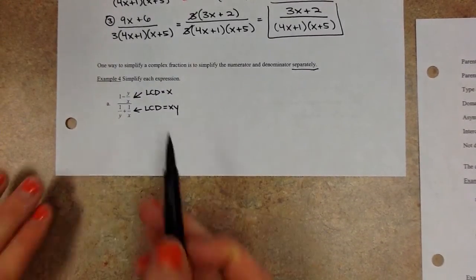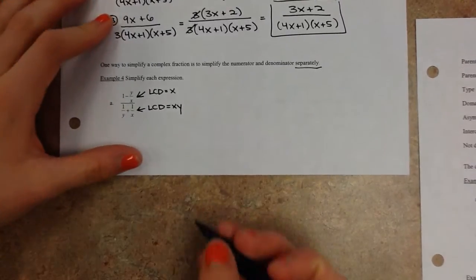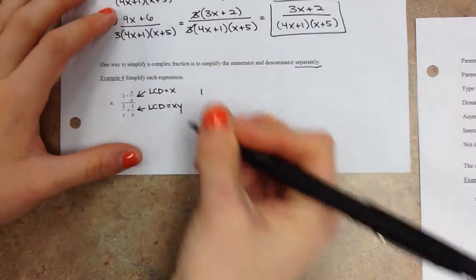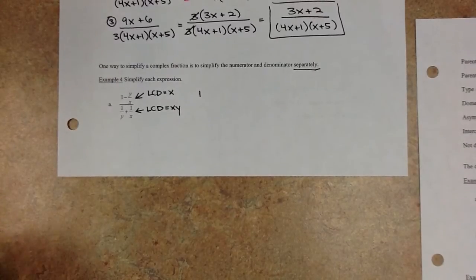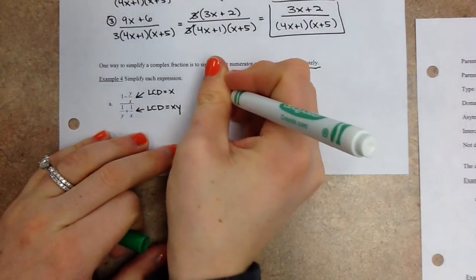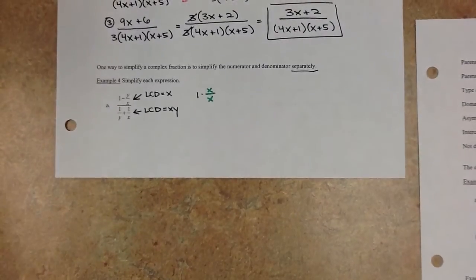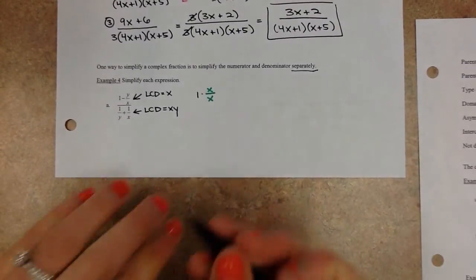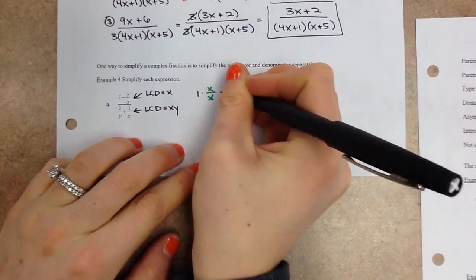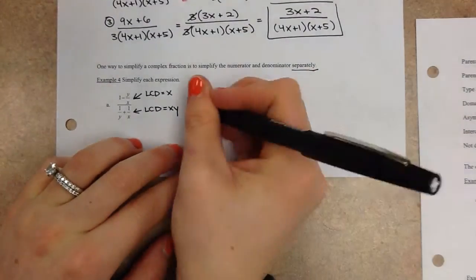So in the numerator, we're going to make sure these both have a denominator of x. So the 1 clearly does not have a denominator of x, so we're going to multiply it by x over x. All right, so I'm going to multiply this times x over x. And really this one, it's like a 1 over 1, so you can think of that as a fraction as well. And then minus y over x, so this already has the right denominator.